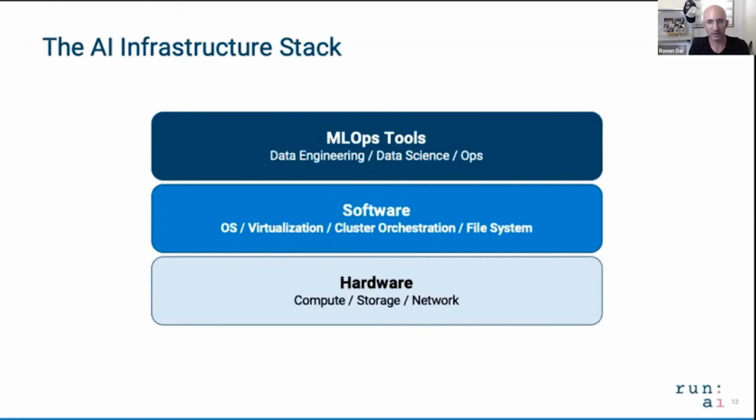Different tools then run the applications that utilize the hardware resources. In the AI infrastructure case, the application layer includes tools and services for data engineers, data scientists, ML engineers, and operation engineers. In what follows, we'll dive into the details of the hardware and software components.